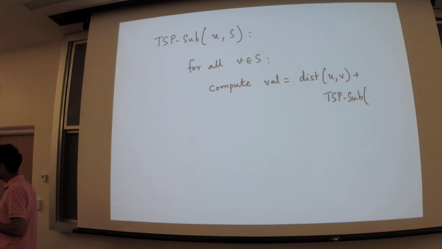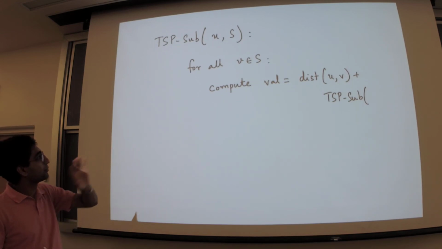So ESP sub of U, S: for all V in S, you do the following: compute, let me just write val equals this, which is the distance from U to V. We called this DUV in the past, but I'm just calling it this here, plus ESP sub. And you want to call the subroutine, right?